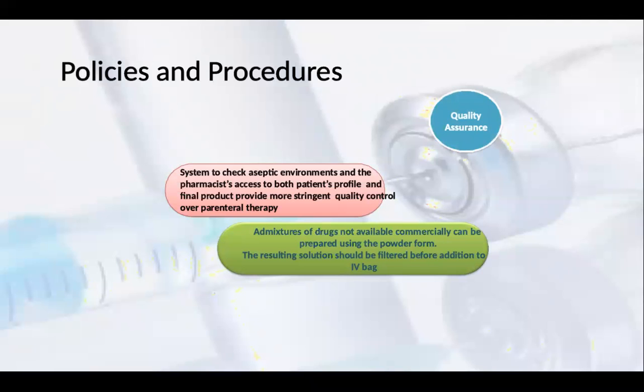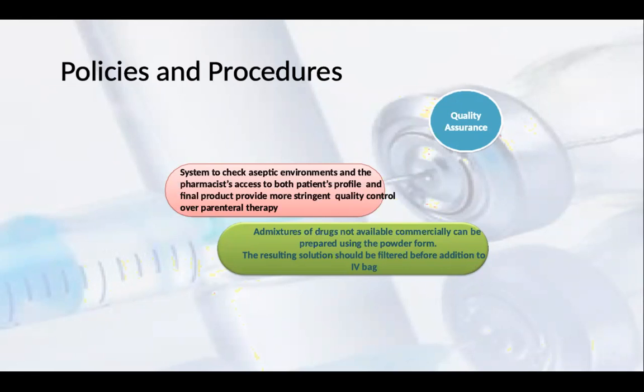Now, quality assurance is a must. The drug which is prepared or reconstituted by aseptic techniques in a hospital must have quality assurance. The system checks aseptic environments, and the pharmacist's access to both the patient's profile and the final products provides more stringent quality control over parenteral therapy. Admixtures of drugs not available commercially can be prepared using powders. The resulting solutions should be filtered before addition to the infusion bag.